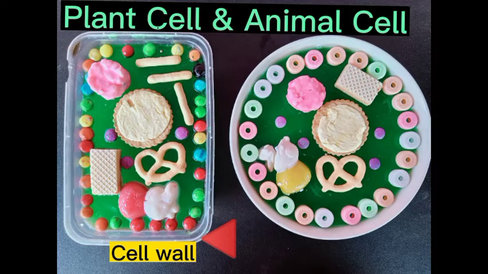The cell wall, the rigid outermost layer of the plant cell, shapes, protects, and supports the cell. Plant cells only have a cell wall.